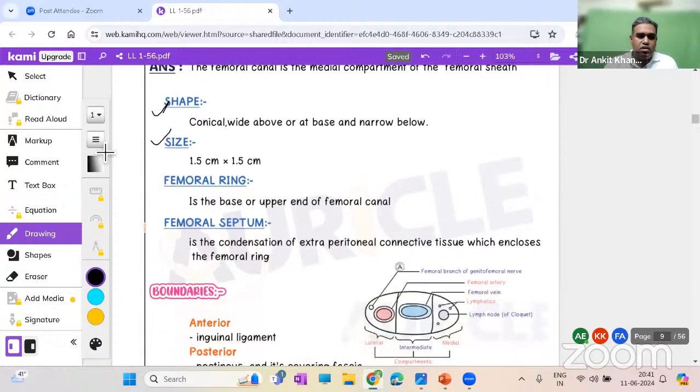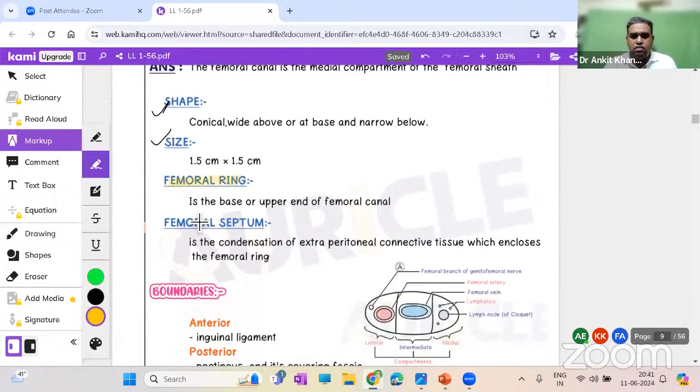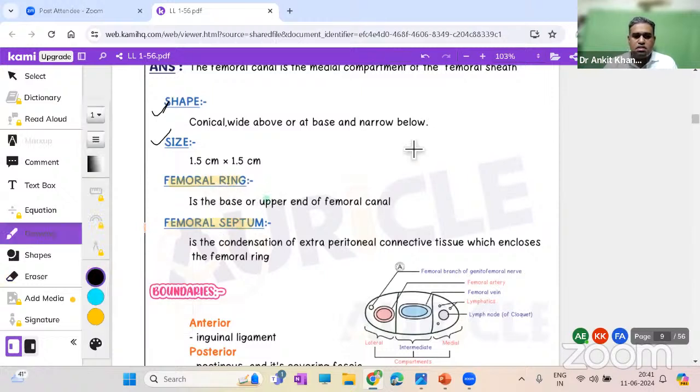Two terms you can add in this question are the femoral ring and the femoral septum. What is the femoral ring? Suppose this is the femoral canal. It's an empty space, remember, and it has just one or at most two deep inguinal lymph nodes. Mainly only one is found. This is, imagine, the femoral canal.